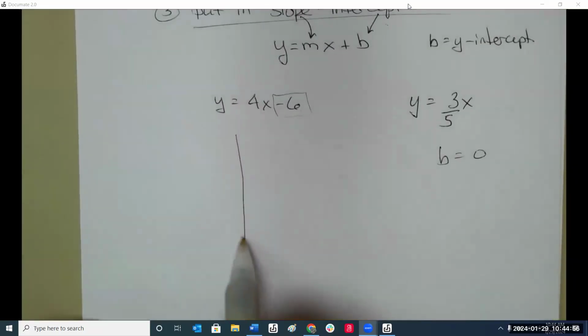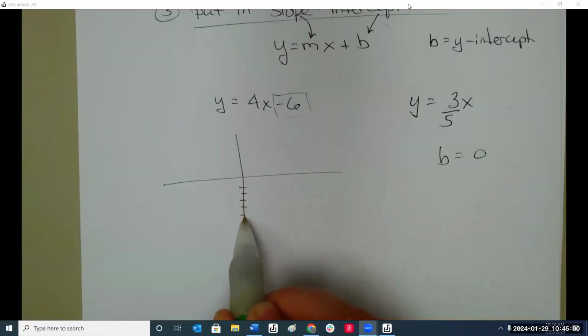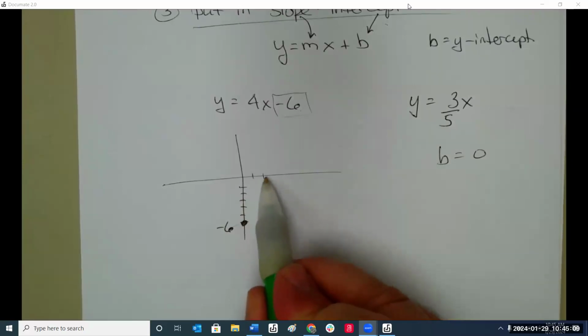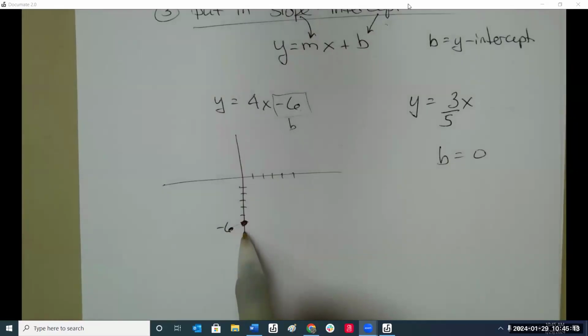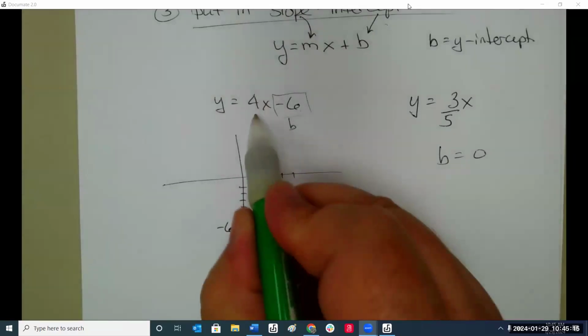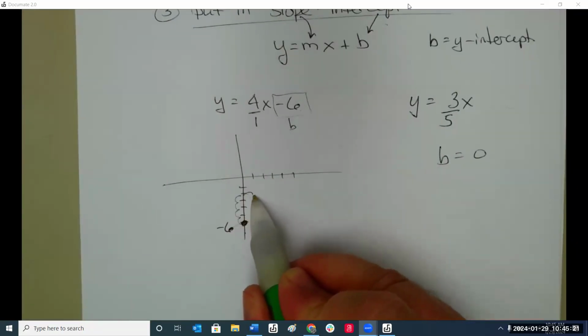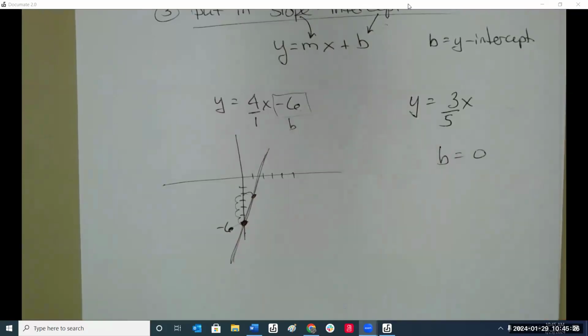So if you were to graph these, 1, 2, 3, 4, 5, 6. So the first thing you do is plot the y-intercept. And then from there, follow the slope up 4. 1, 2, 3, 4, and over 1. There's that graph.